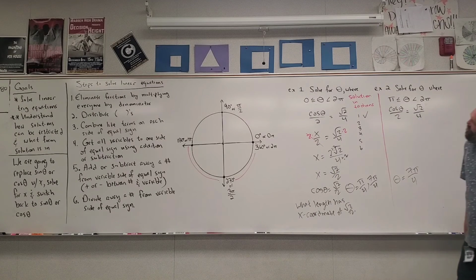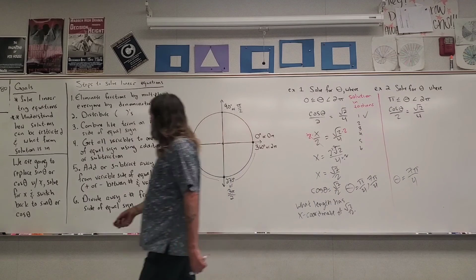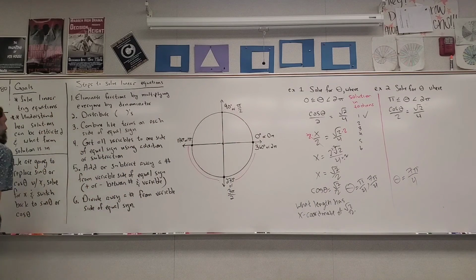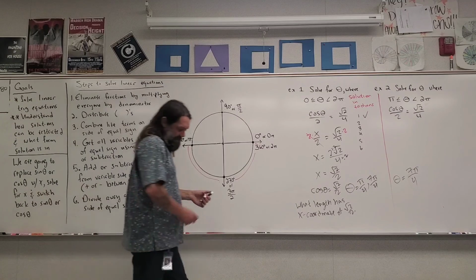So again, I wanted to show you how we can solve simple linear trig equations using the 6 steps. Understand how solutions can be restricted and what form the solution is. We want to replace our sine or cosine of theta with x, solve, switch back. And again, make sure you understand where your answers can be.